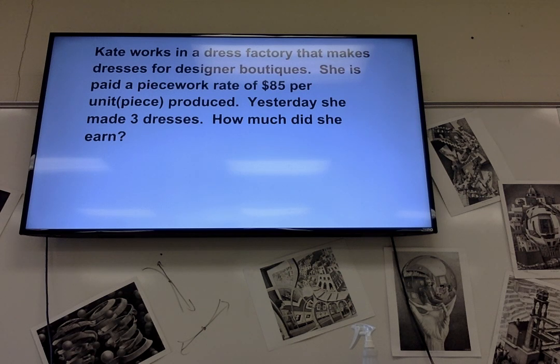So what would we do to figure out how much money she made? 85 times 3. Yeah. She makes $85 per dress. She made 3 dresses. Double check my arithmetic. Yeah. She made $255 in a day. But I'm sure that's quite a bit of work, making 3 designer dresses.